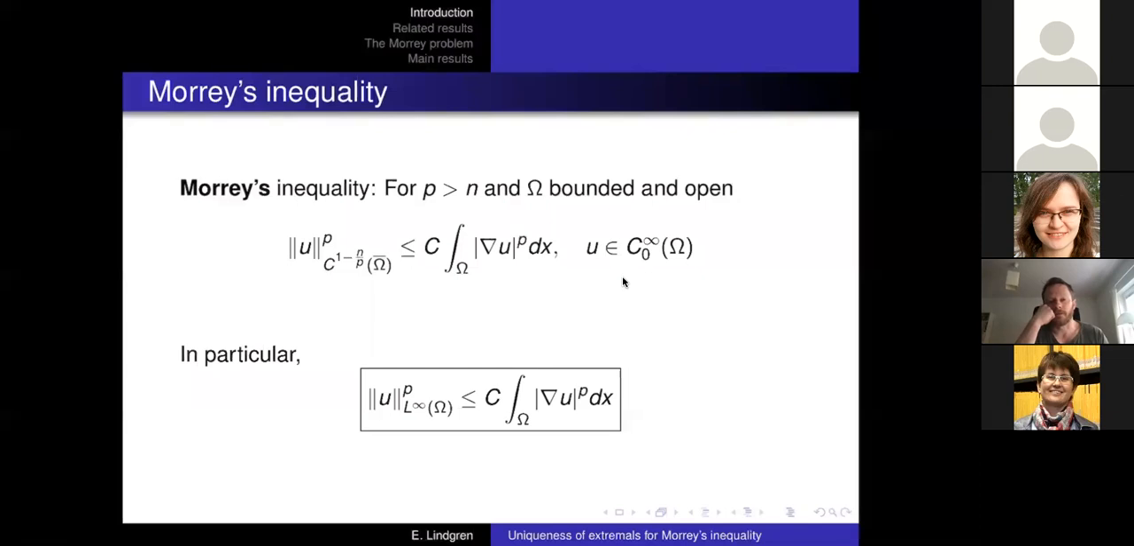So we have a bounded and open domain, omega, and then you have this inequality that I will explain. What this C^{1-n/p} norm is, but it's a norm of a continuous function which is bounded by a constant times the L^p norm of the gradient.